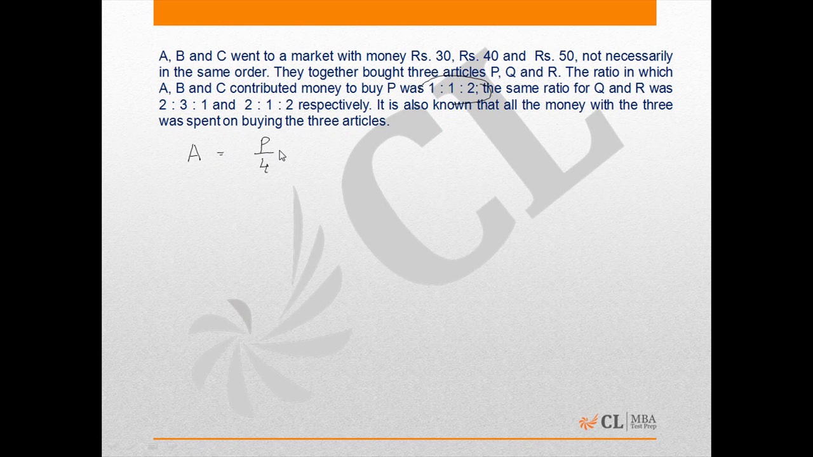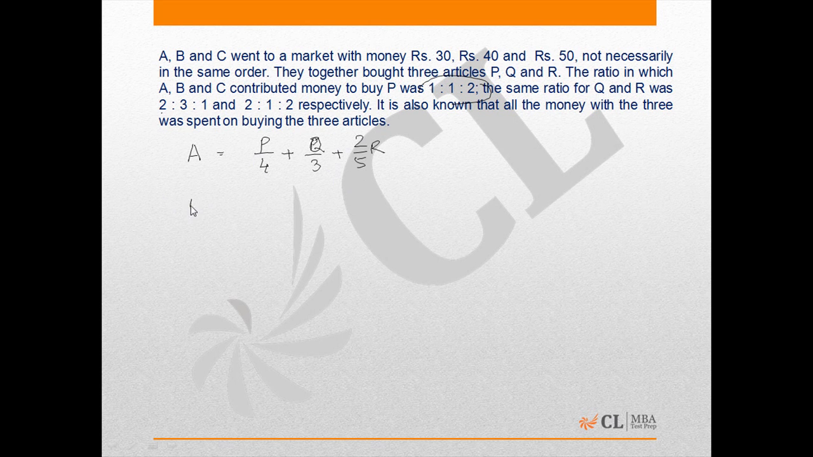Now if we talk about Q, A has spent 2 by 6 part of the amount, so it will be Q by 3 that he has spent for Q, and plus 2 by 5 of R that he has spent. So that is A's share for buying these things. A's value will turn out to be P by 4 plus Q by 3 plus 2R by 5.